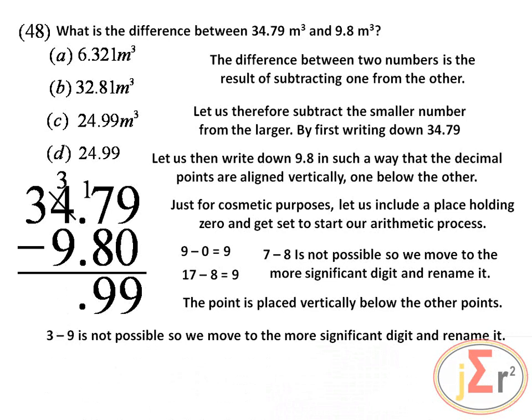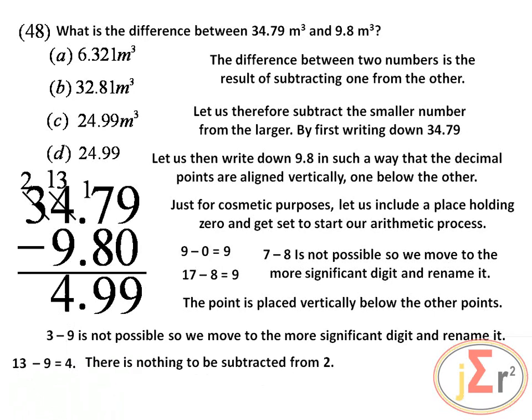So 3 minus 9 is not possible. So we move to the more significant digit and we rename that. So we are going to take 1 from this 3 and we have 2. And the 1 is taken to the less significant position where it is equal to what? 10 times its value. So we have what? 9 to be subtracted from 13. And the result is 4. There's nothing to be subtracted from 2 that we have right here. Nothing to be subtracted there. So 2 goes right back.